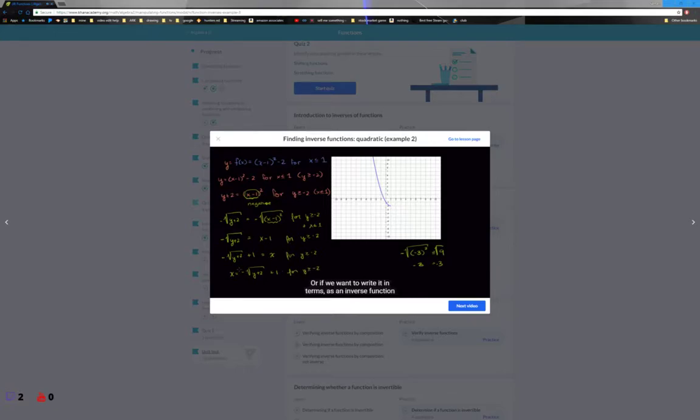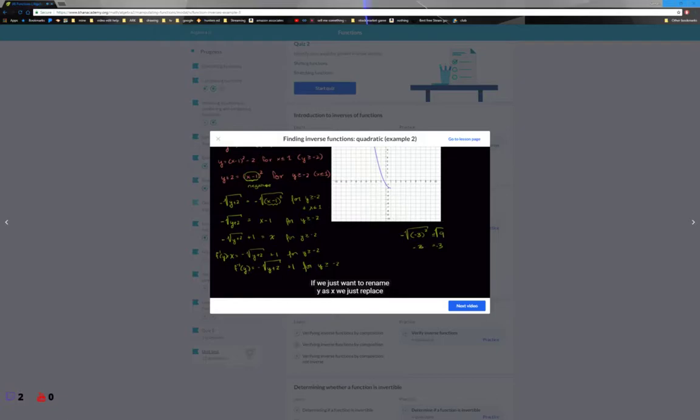Or if we want to write it as an inverse function of y, we could say f inverse of y is equal to the negative square root of y plus 2 plus 1 for y is greater than or equal to negative 2. And now, if we wanted this in terms of x, if we just want to rename y as x, we just replace the y's with x's. So we could write f inverse of x is equal to the negative square root of x plus 2 plus 1, for x greater than or equal to negative 2.